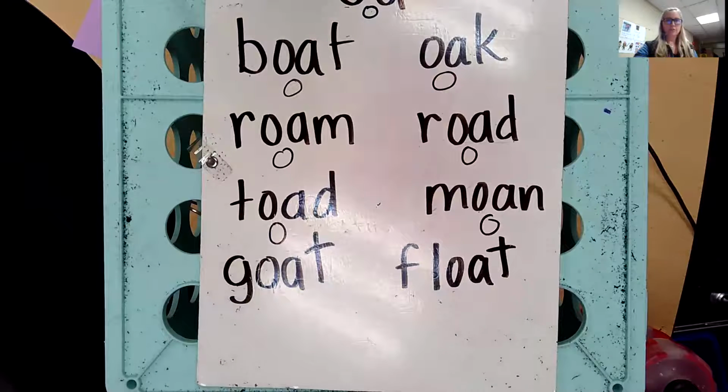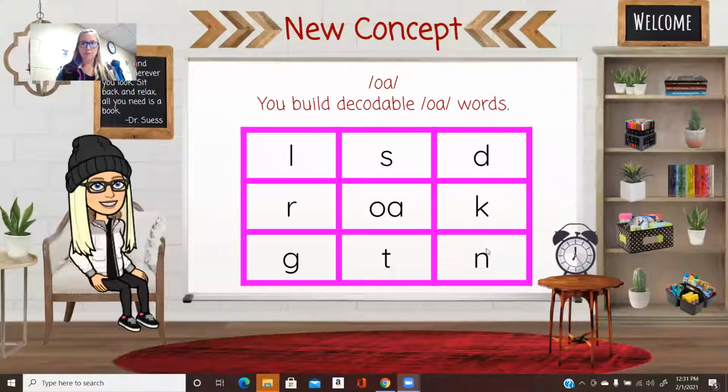Here's what you're going to do now. You're going to build words now using the magic square. So you're going to need to pause the video on the magic square so that you can build some words. You can keep the words on your board to help you if you would like, or you can erase those and come up with all new words.